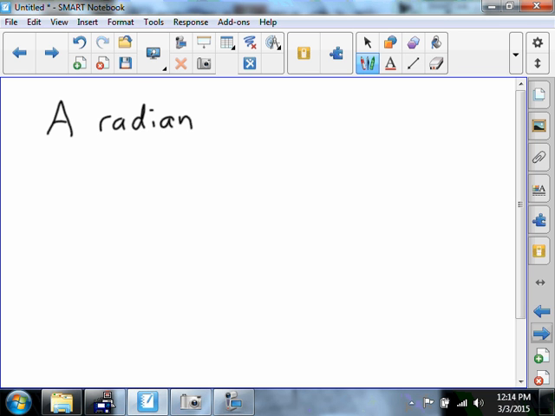If I wanted to talk about motorcycles, I would say a radian is a 1984 Yamaha 600cc inline four-cylinder motorcycle. But that's not what we're talking about today.